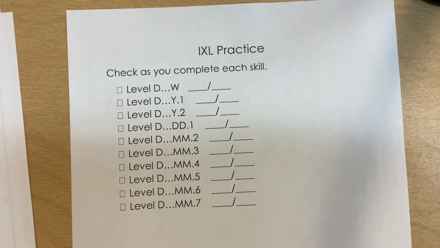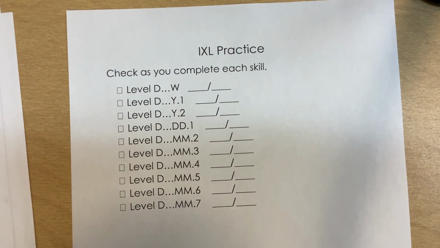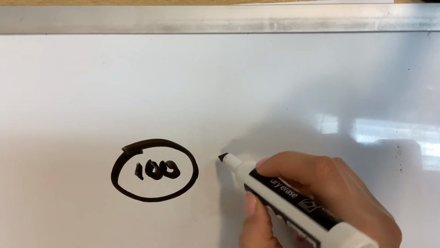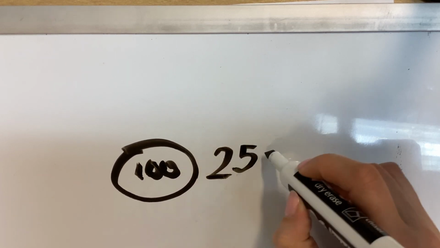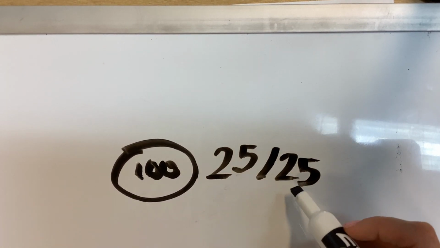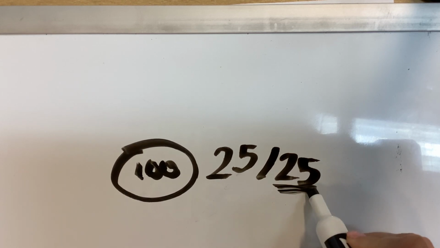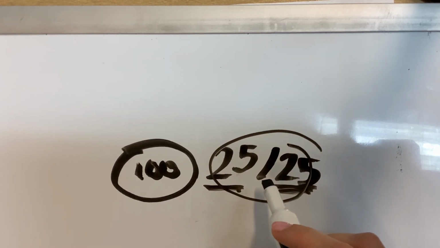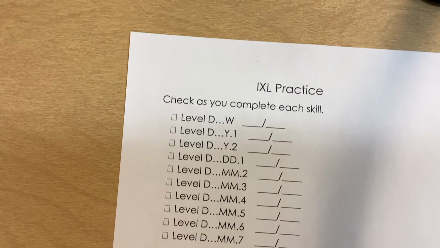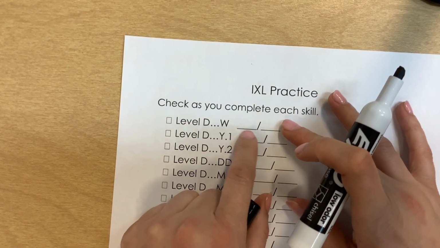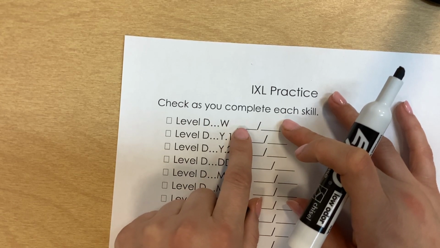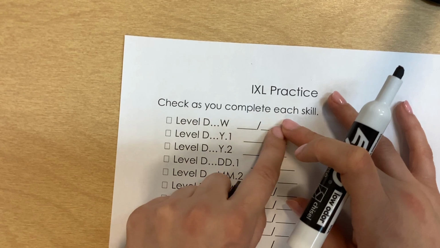So for example, when I did DW earlier, it gave me my SMART score in the middle. I got 100. And then beside, it had 25 out of 25. So that showed me in all, there was 25 questions, and I got 25 right. So you want to look for this at the end of your quiz, okay? And then I want you to write that down here. So I would write 25/25. That showed I got them all right. If I got 3 right, it would say 3 out of 25.